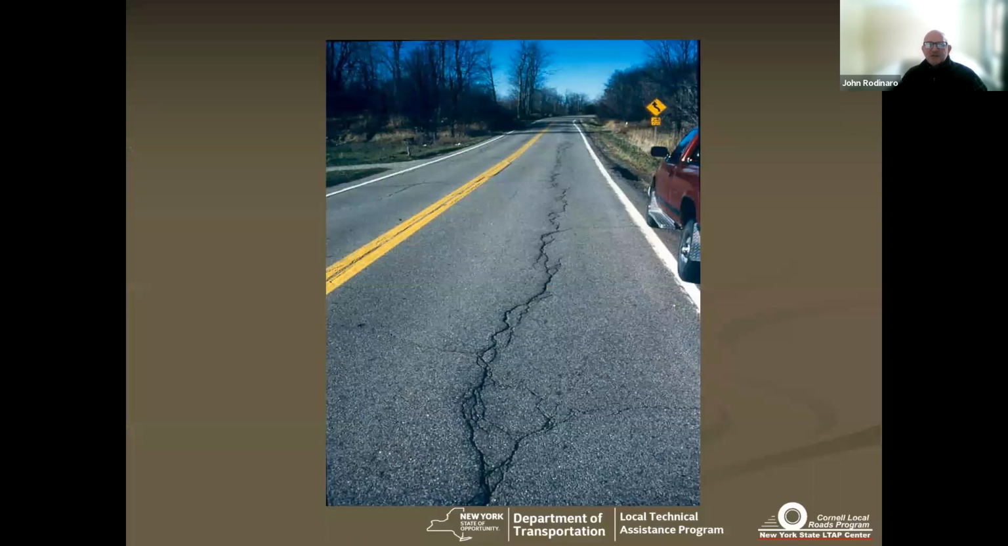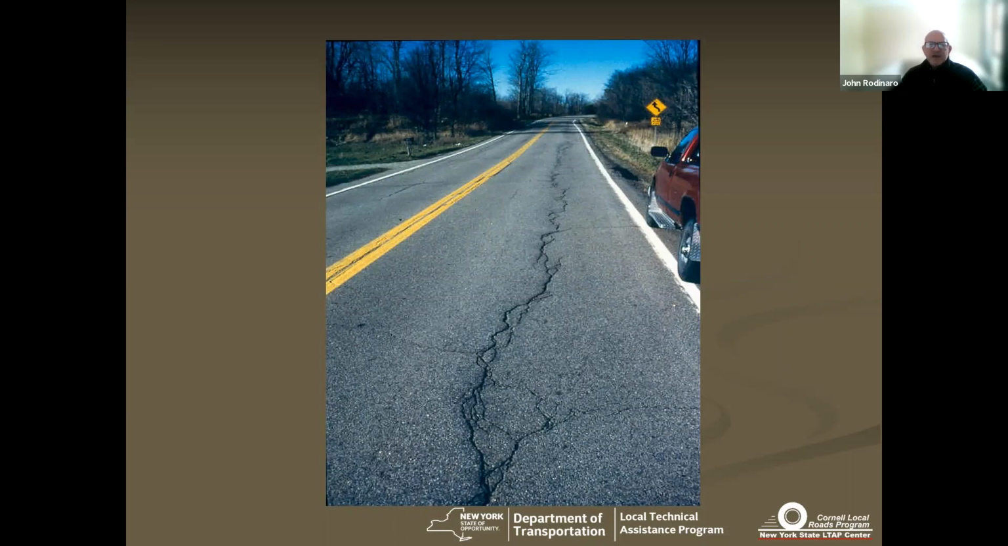And last but not least, here's an example of something that's missed the window. At one point, it probably was a decent candidate, but now you've got tons of interconnected cracking. They look pretty ragged. A lot of secondary cracking. You've got some potholes forming down in the bottom of the slide.